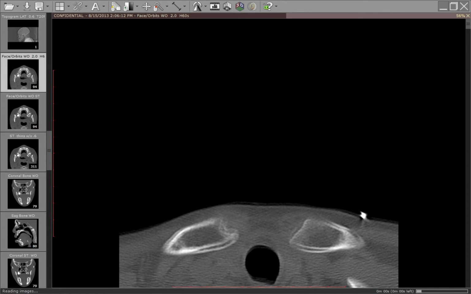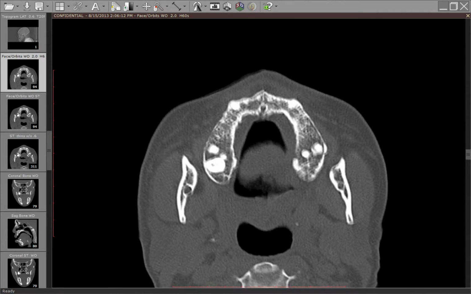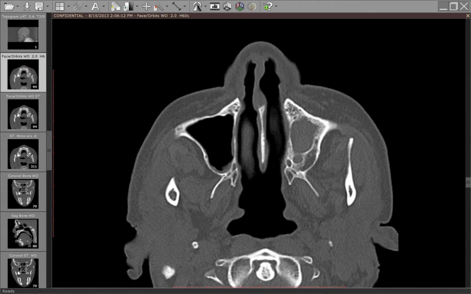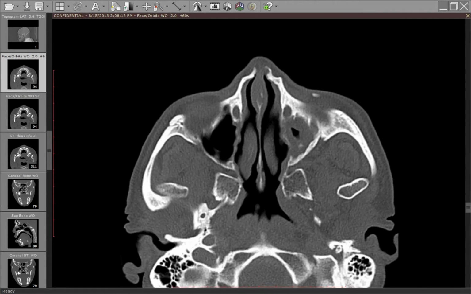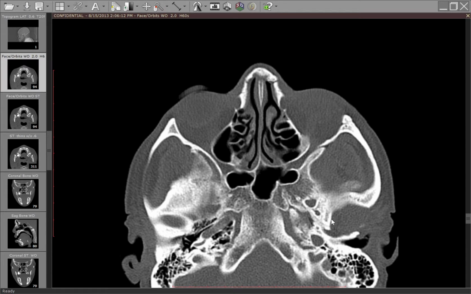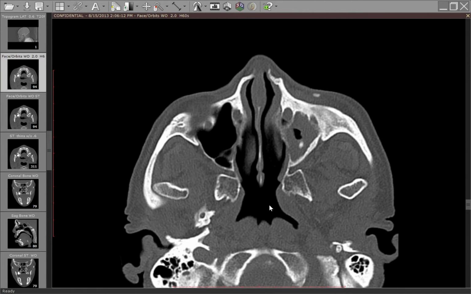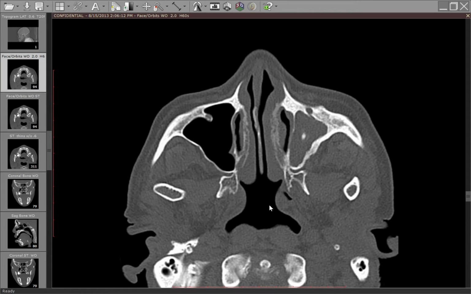So I wanted to make sure there was no fracture, and I was scrolling through, and there was no fracture. Take a look at here. You've got the temporomandibular joint here on the right, which is empty, and the temporomandibular joint here on the left, which was empty, and the condyles are anterior to the temporomandibular joints.